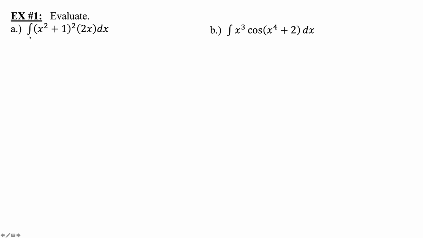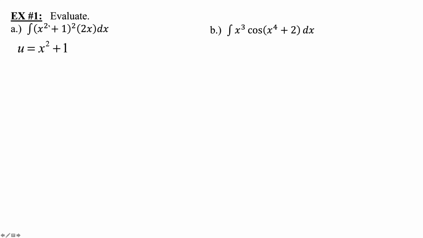We want to evaluate the integral of x squared plus 1, all squared, times 2x dx. In the past, what we would have to do is FOIL this out and distribute the 2x. Now, it could be worse. What if that was to the 4th or 5th power? We're going to be foiling till the cows come home. But now notice that on the inside of my parentheses, it's x squared, and on the outside, it's x to the 1st. A good indication for u-substitution.